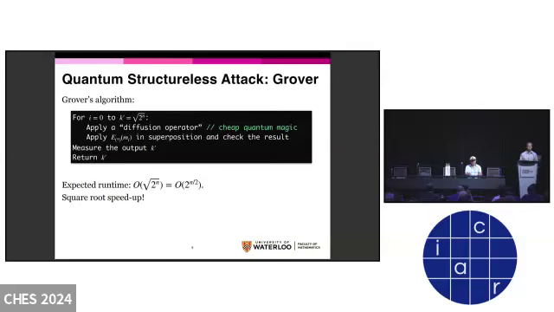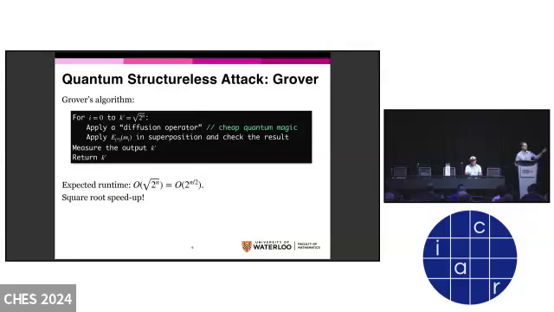Well, what about a quantum computer? The quantum computer has an analog of a brute force search due to Grover. And Grover's algorithm is actually very similar to the brute force search. It repeats two steps. The first one is this diffusion operator. It's like the quantum version of picking a random key.